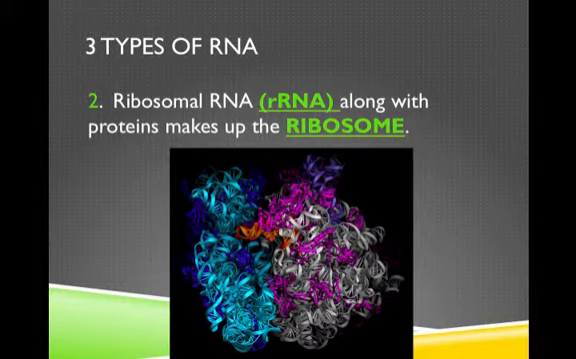The second type we're going to talk about is ribosomal RNA, or rRNA. rRNA is probably the easiest of the 3, as its only job is to make up the ribosome.